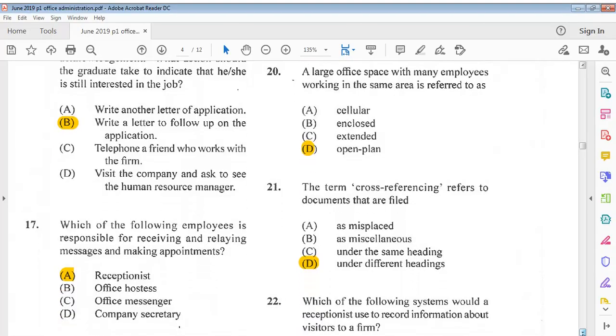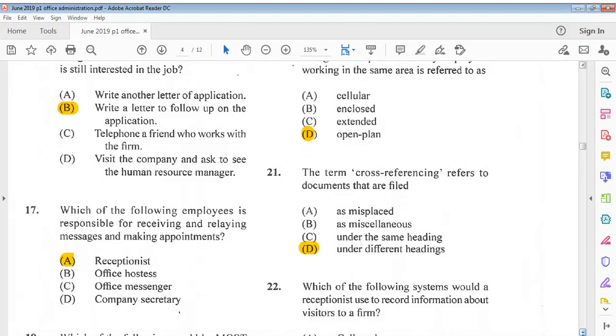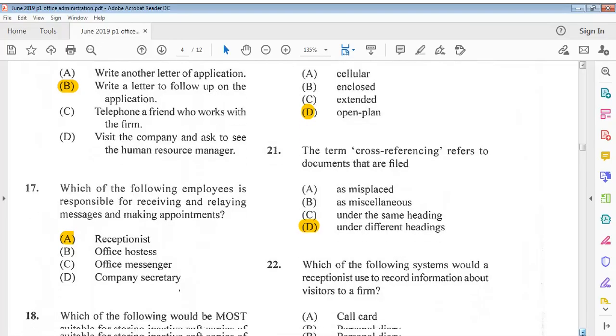Let's move on to question number 17. Which of the following employees is responsible for receiving and relaying messages and making appointments? A, receptionist. B, office hostess. C, office messenger. Or D, company secretary. It is quite obvious that the answer would be A, the receptionist.